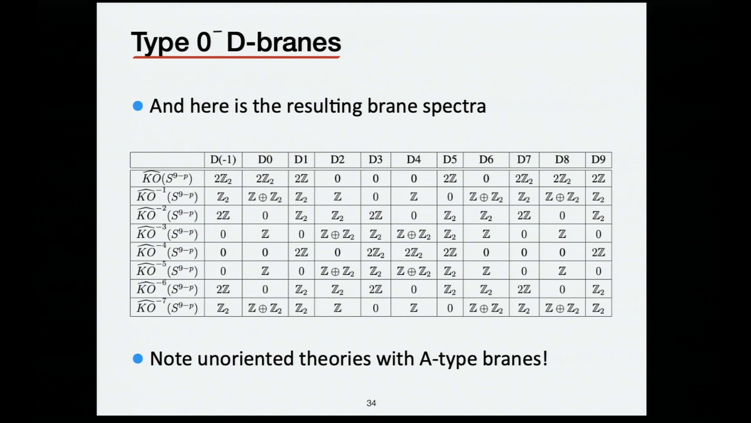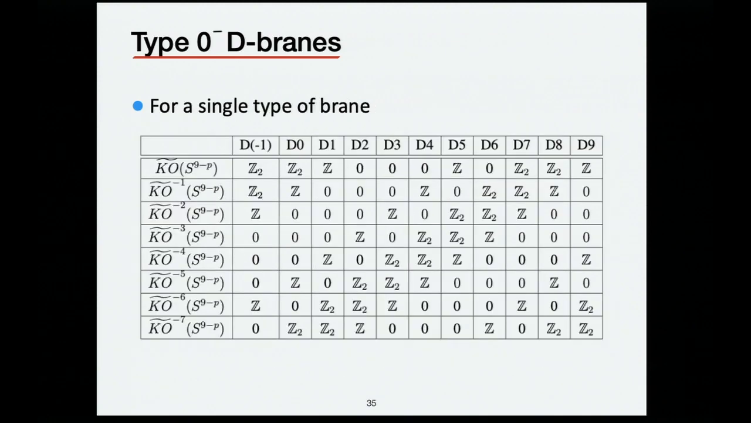So we see that there's an unoriented theory that has D0s, D8s, D6s, right? And if I look at just one of the groups, then I see that, and again this is basically the same spectrum as type 1, but here we see that there's an A-type unoriented theory, which has the D-brane, and also there's something which would be a B-type, but with a different orientifold projection, where instead of having a D9, D5, and D1, we have D7s and D3s.